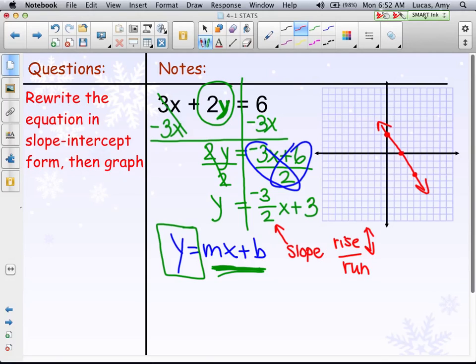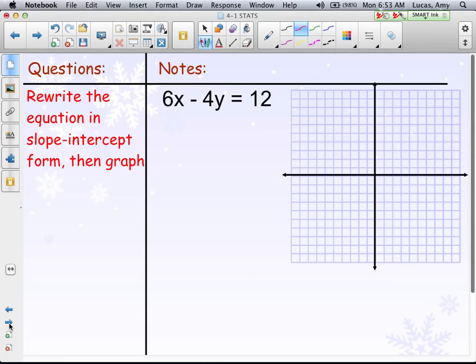So the new step is the trickiest one here in this section. It's remembering how to solve a literal equation for a given variable. And in slope-intercept form, that given variable is always the letter y, because the y has to be by itself on the left-hand side. Okay, another one like that. Solve for y.